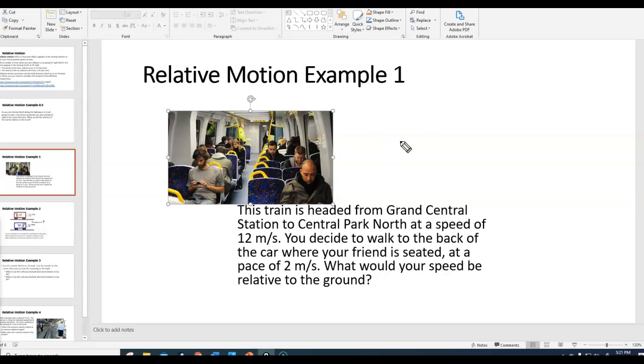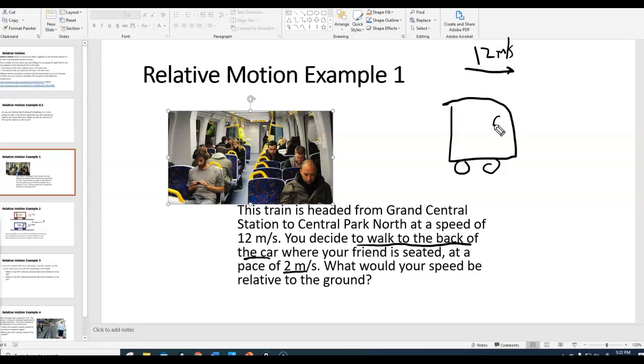Okay, so I'm going to draw a picture, just because I'm a visual person. So here is the train car, and let's say the train is going forward at 12 meters per second. And I am going to walk to the back of the car at 2 meters per second. So here's me, and I'm going to walk back at 2 meters per second. Okay, so when it says what would your speed be relative to the ground, that means if you were outside the train car, just off to the side, looking at the situation, how fast does it look like you're moving?